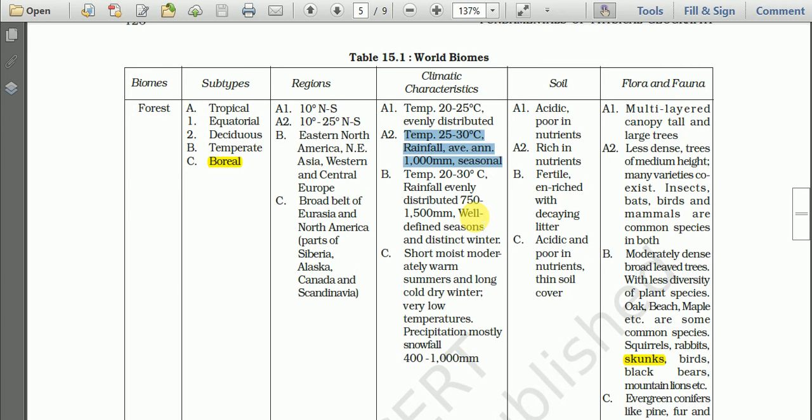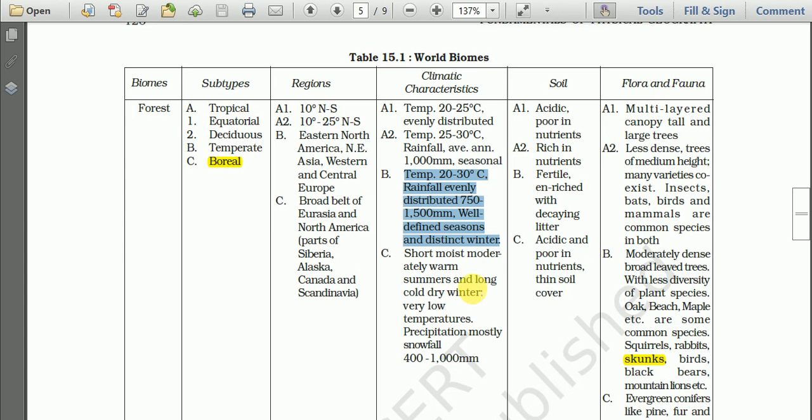Okay, and for the temperate forest biomes, the temperature condition is ranging between 20 to 30 degrees Celsius, rainfall evenly distributed, 750 millimeters to 1500 millimeters, that is 75 centimeters to 150 centimeters, and well-defined seasons and distinct winter. So in case of temperate forest biome, there are well distinct seasons, and a very distinct winter season is also there.